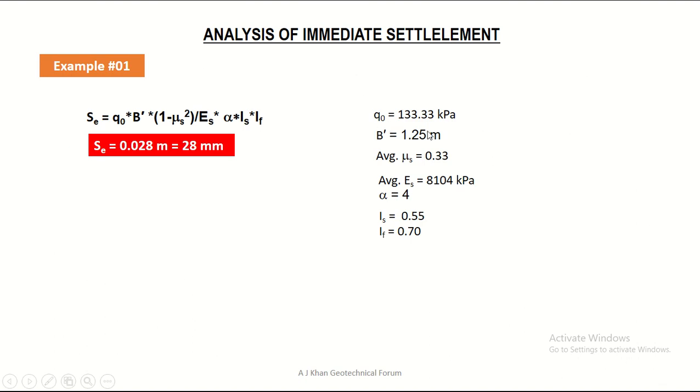Q naught is equal to 133, B prime is 1.25, weighted average Poisson's ratio is 0.33, weighted average modulus of elasticity is 8104, alpha is equal to 4, IS and IF we have already calculated. Just put everything in this equation correctly and you will be able to calculate your immediate settlement as 28 millimeter. Okay, piece of cake. Just follow the instructions as I have described and don't get confused.